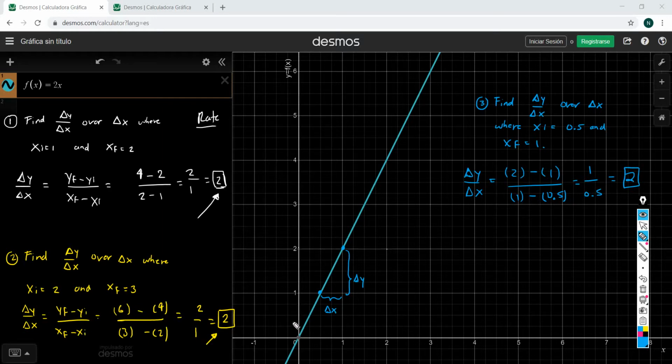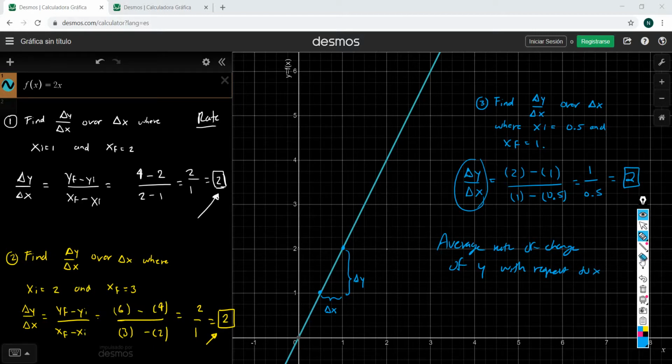Because, I repeat, for a linear function, the rate of change, or more specifically, the average rate of change, will be always the same. It will never change. Okay, so I hope you have understood that concept, guys. The average rate of change of y with respect to x, at least in this linear function, which is the simplest type.